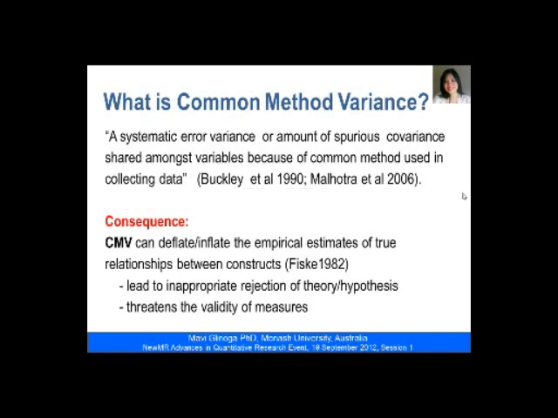The consequence of a high level of common method variance is that it can either deflate or inflate the empirical estimates of the true relationship between two variables or constructs. If that happens, that leads to inappropriate rejection of what we think is the true relationship of something, how the real world operates, and it also threatens the validity of our measurement scale. So we might think that it's highly reliable when in fact it's not, and we shouldn't be using that data at all.